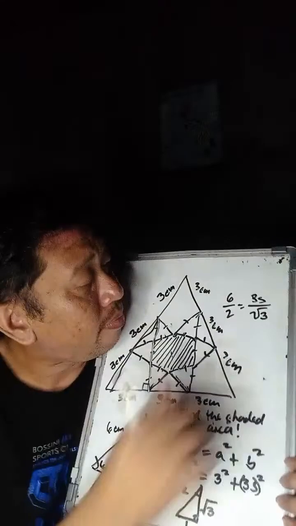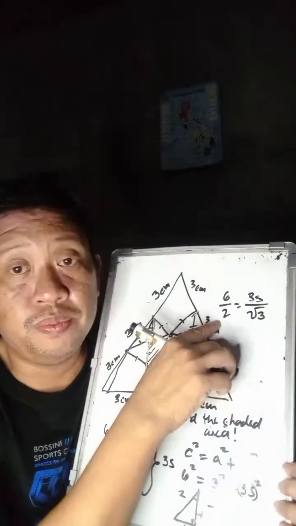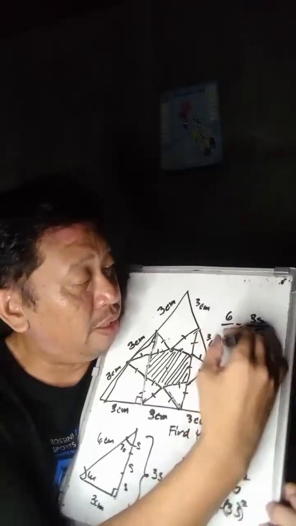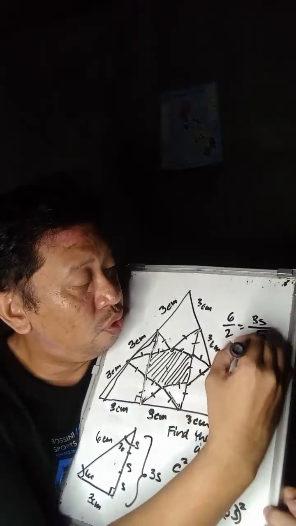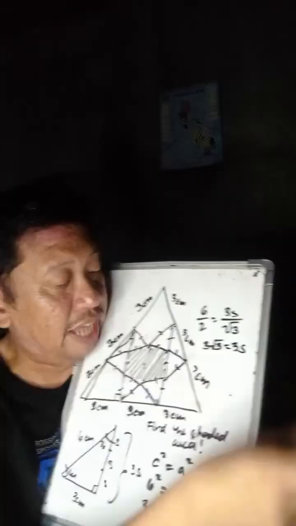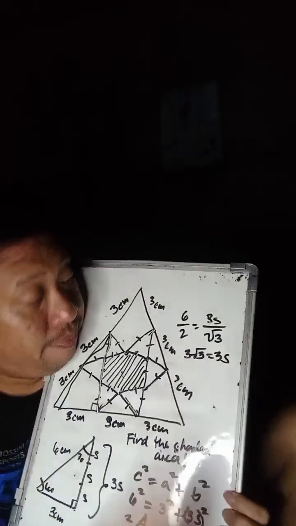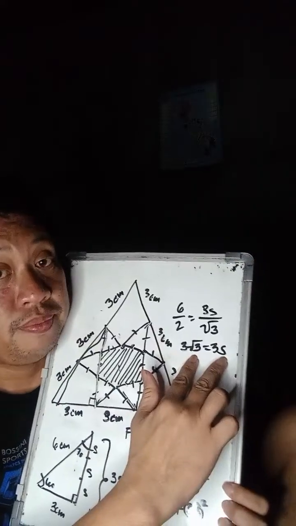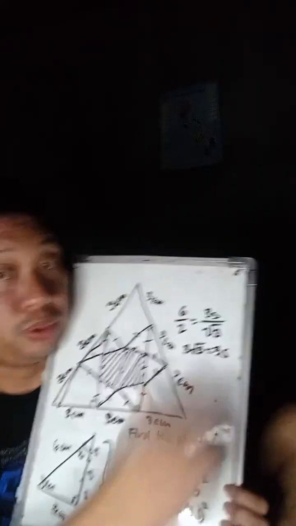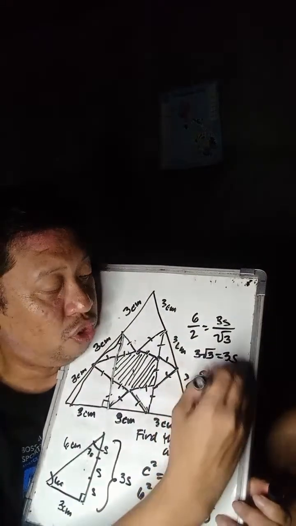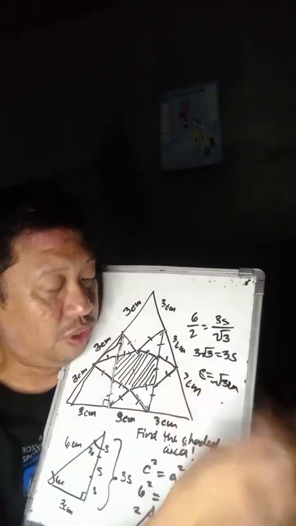Now, 6 over 2 is actually 3. And then we cross multiply square root of 3 there. That will be 3 square root of 3 is equal to 3s. Now, obviously, by direct comparison, since both have a 3 here, then our side is square root of 3. So you have square root of 3 centimeters.